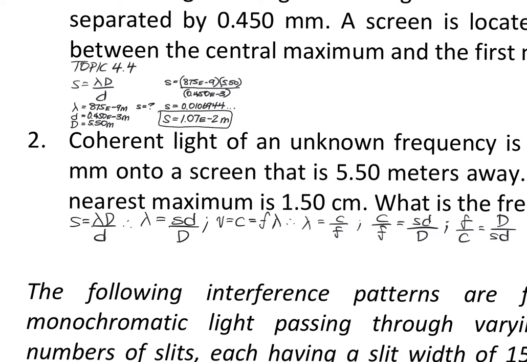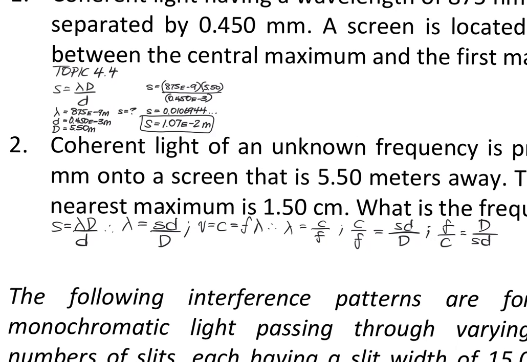Okay, let's go with what we have so far. s equals lambda D over d. Therefore, lambda is s d over D, s lowercase d over a big D. I know v equals f lambda. v is the speed of light. So if I solve for lambda, I get lambda is c over f. I sub in c over f for lambda. So there's my lambda, and there's my c over f right there. And so I just flip both sides to get f in the numerator, and then multiply both sides by c to get f by itself.